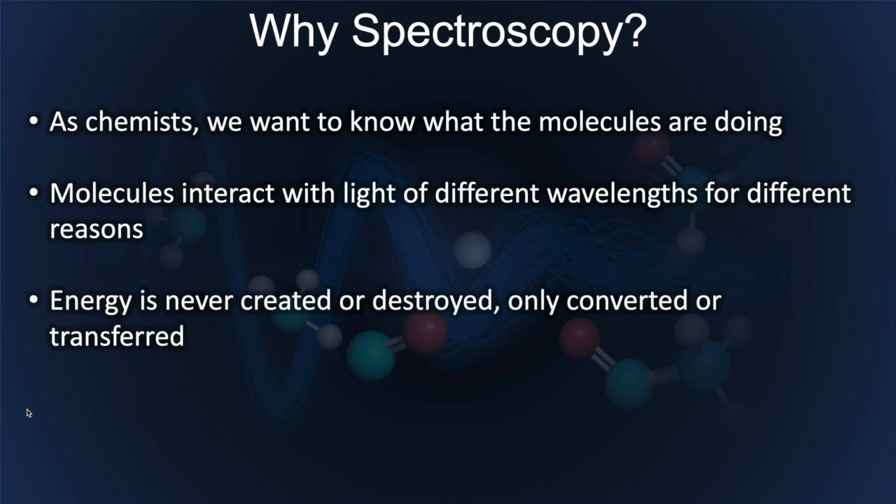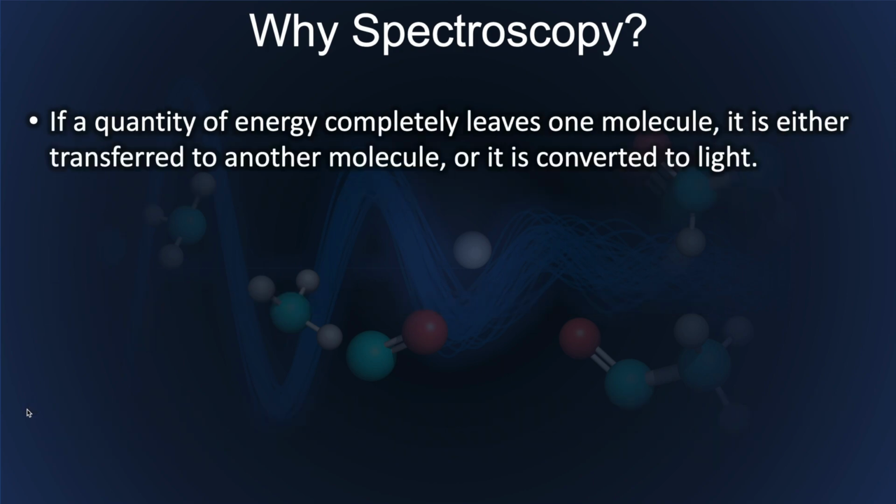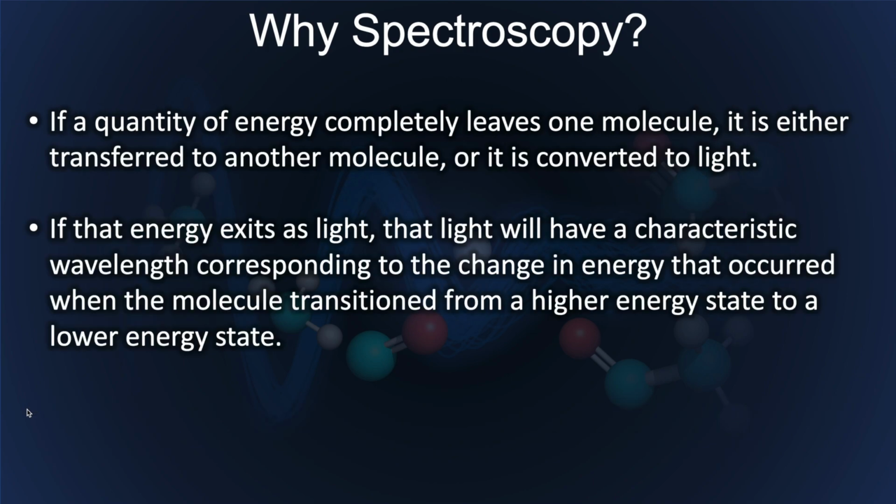Another fundamental principle is conservation of energy. It's never created or destroyed, only converted or transferred. This is going to be really important for spectroscopy, so keep this in mind during the entire discussion. Thus, if a quantity of energy completely leaves one molecule, then it must have either transferred to another molecule or been converted to light. And if that energy exits as light, then that light is going to have a characteristic wavelength corresponding to the change in energy that the molecule experienced when it transitioned from a higher energy state to a lower energy state.